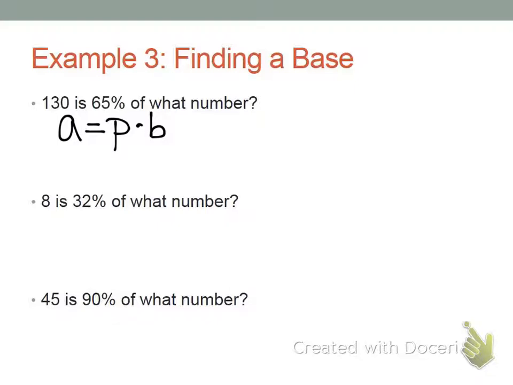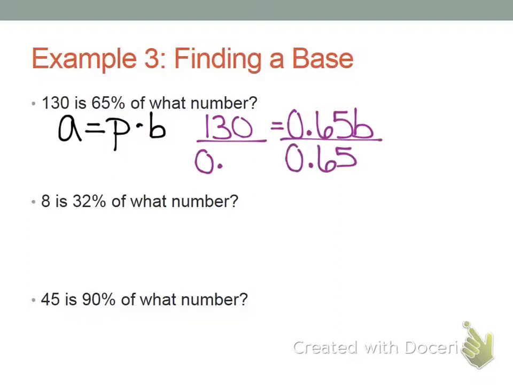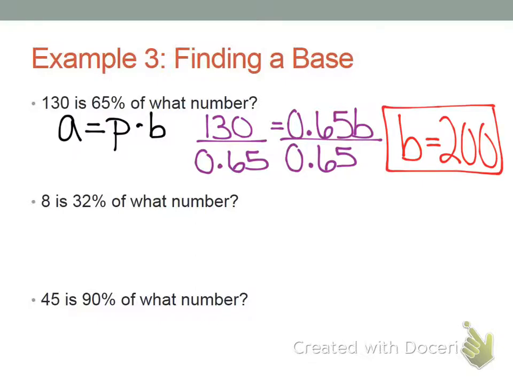All right, so what goes in for A? 130. What goes in for P? 0.65. B. Do I need a dot in between or parentheses or anything? No, we just write it. 0.65B. Divide both sides by 0.65. B equals 200.